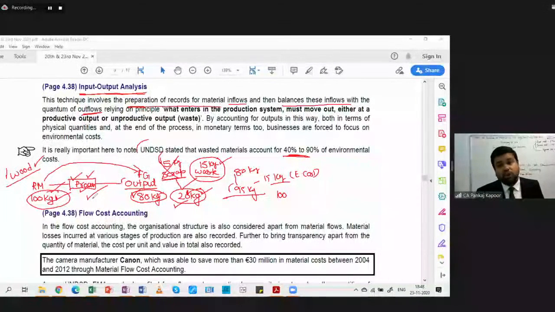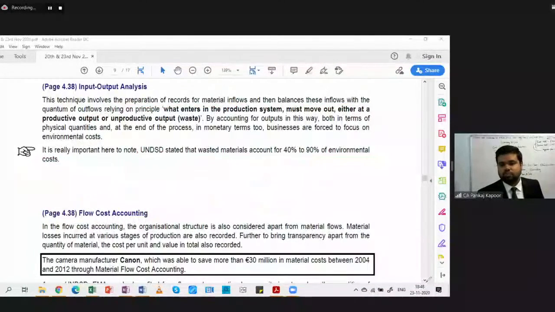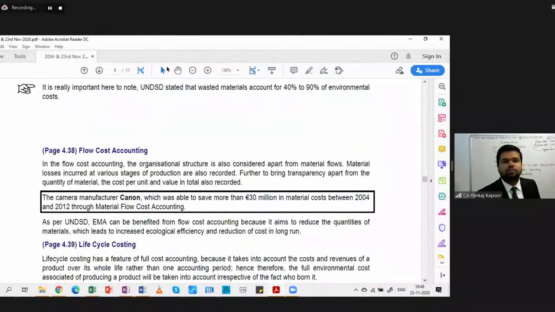So the input-output analysis helps you to focus on your wastage. And by focusing on the wastage, you identify where there is scope, by reducing the wastage, to improve my environment impact, how I can reduce my environment impact. Okay, so I believe that input-output analysis is clear to you. Now moving further to the next topic, which is flow cost accounting. Very important.